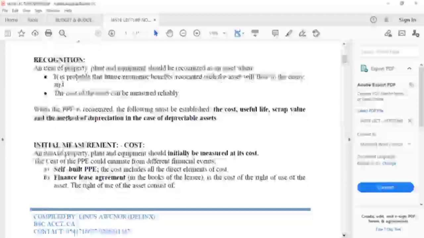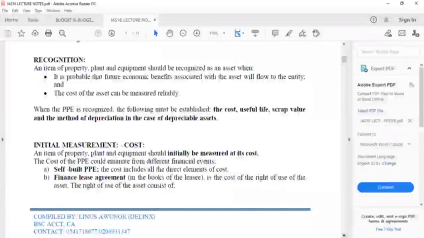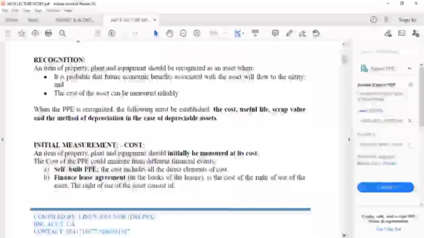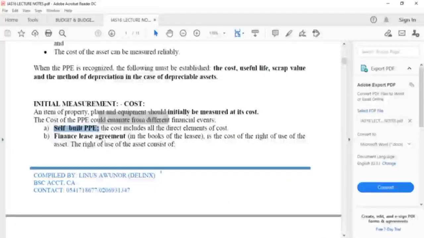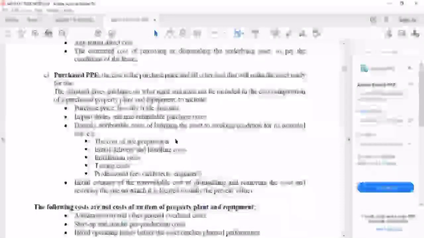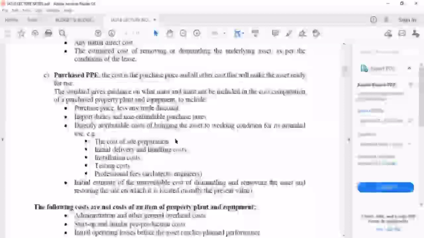The PPE is the same as the depreciation that you have done at the SHS level. The only difference, the only addition to the PPE, is the revaluation model. We will look at the initial measurements. I have told you that you should ask yourself in what form the asset comes into existence. Is it self-built? Is it a finance lease agreement? Is it through purchase? Is it through exchange and all those things? So if it is through purchase, these are the costs that you add to the asset. I've said them already, but I'll go through them again.